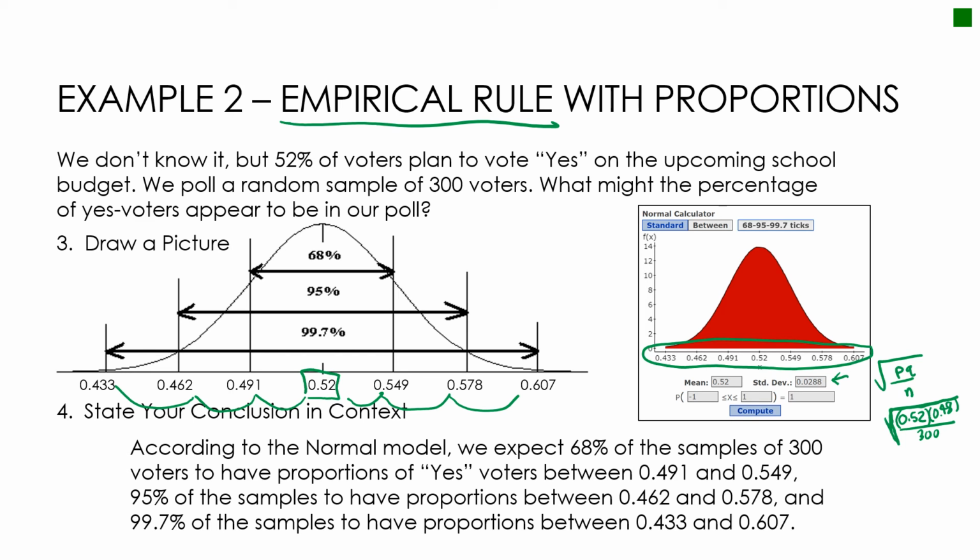And then as I write my conclusion, which I will never actually make you write for an assessment, I would say, according to the normal model, I expect 68% of samples of 300 voters to have between 49.1 and 54.9% yes votes, 95% of the time between 46.2% and 57.8% of yes votes, and 99.7% of the time between 43.3 and 60.7% yes votes.